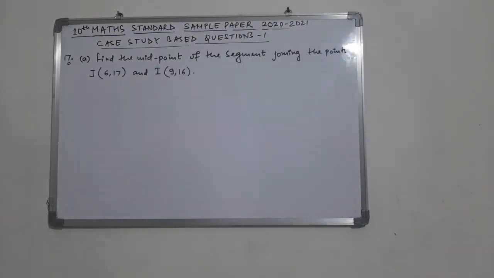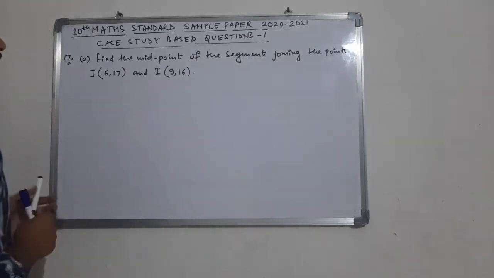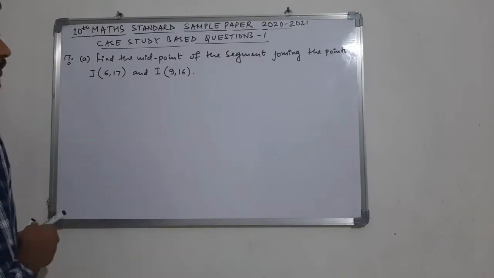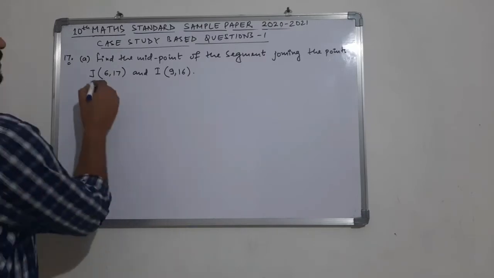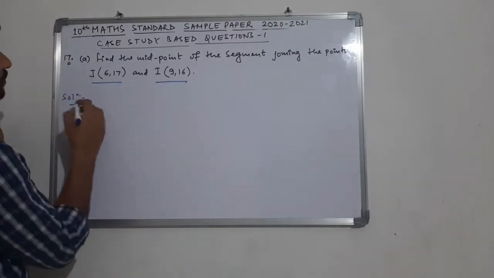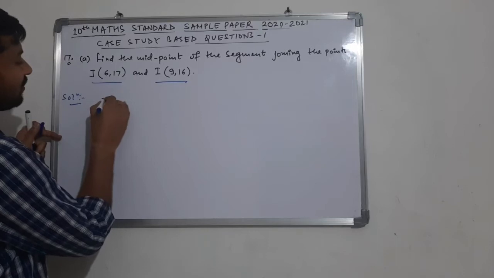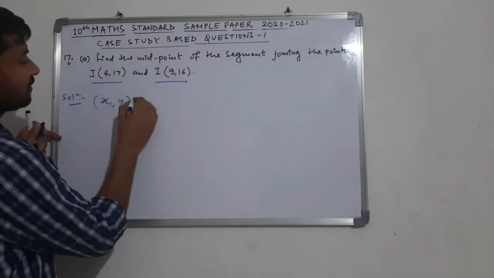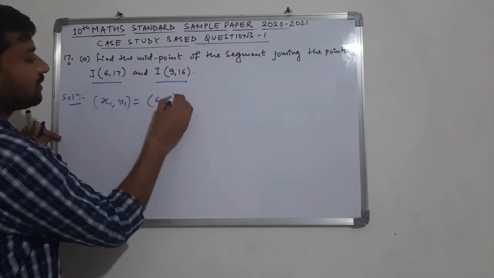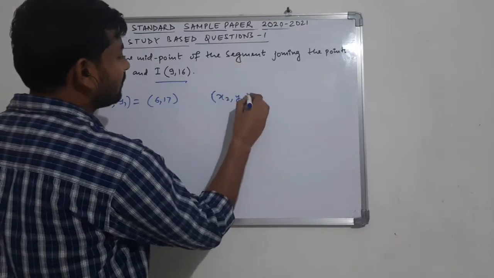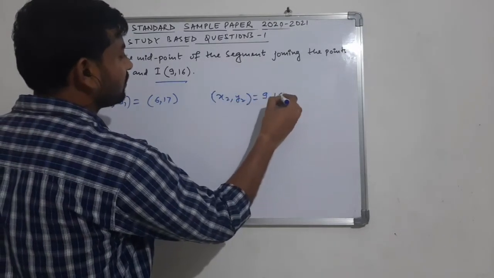So the first question, question number 17, is: we have 2 points out of a figure. We have to find the midpoint of the line segment joining these 2 points J and I whose coordinates are given to us. Clearly here we have to assume that J is having coordinates x1 y1, that is equivalent to 6, 70. The point I is having the coordinates x2 y2, that is 9, 15.